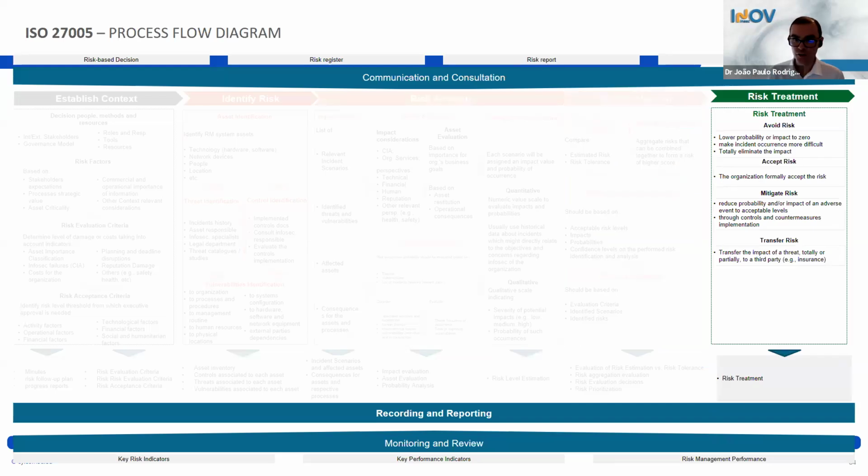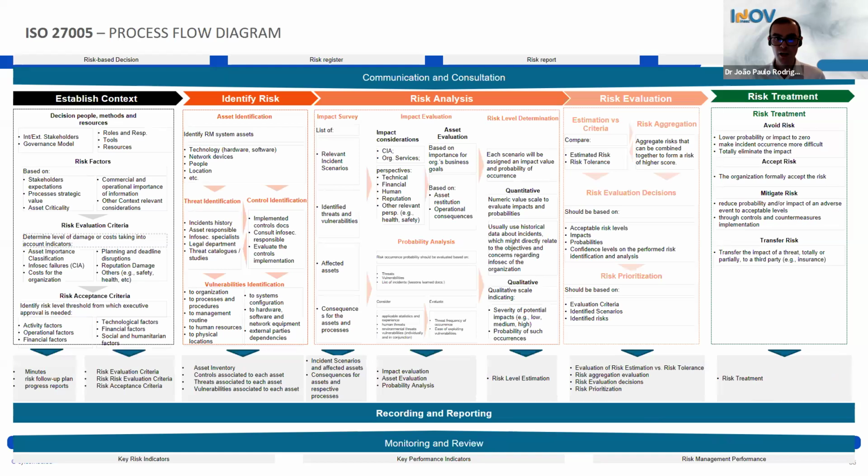And the risk treatment phase. So, according to the defined priorities, one can either avoid the risk, like stop using a software without support or change entirely the process; accept the risk, leave the risk as it is; mitigate the risk, putting controls to contain or lower the probability of occurrence; or we can transfer the risk, like contracting an insurance service. So the output would be the risk treatment. So this is a summary of the ISO 27005 process flow.